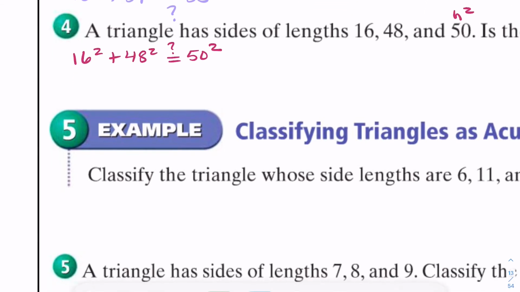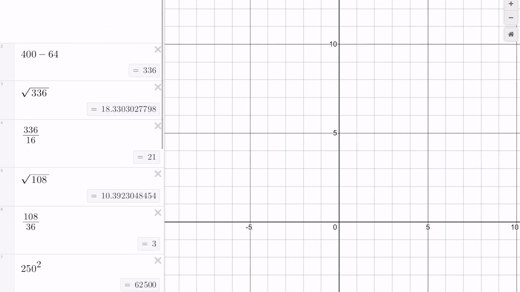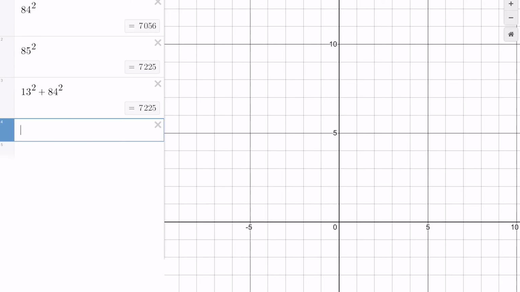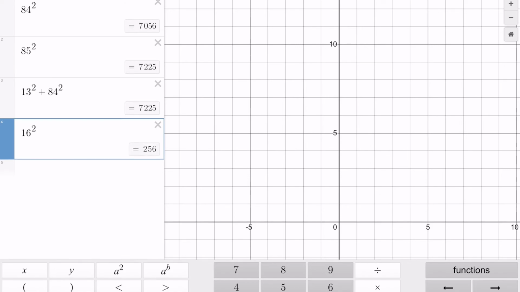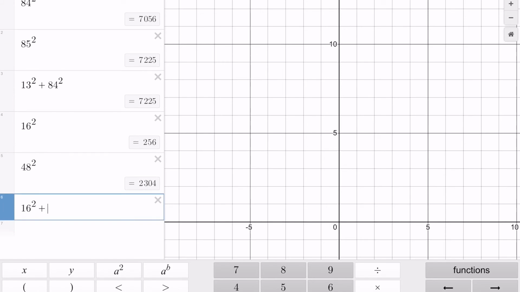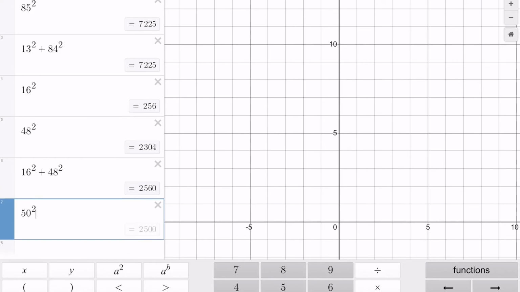Okay, 16 and 48. Hold on, let me get rid of some of these. Okay, 16 squared, 48 squared, 16 squared plus 48 squared, and then 50 squared. You'll notice right away, I could have just done these last two steps. They are not equal, 2560 and 2500, but I just want to write out all my work.